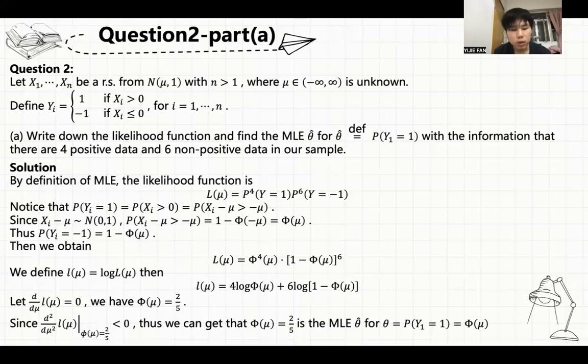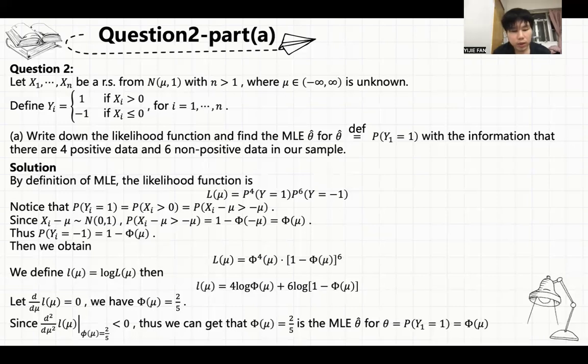So we could, which is convenient for us to differentiate L mu. Okay, and we differentiate L mu and let it equal 0, and we solve this equation, so we get phi mu, which is equal to 2 over 5.